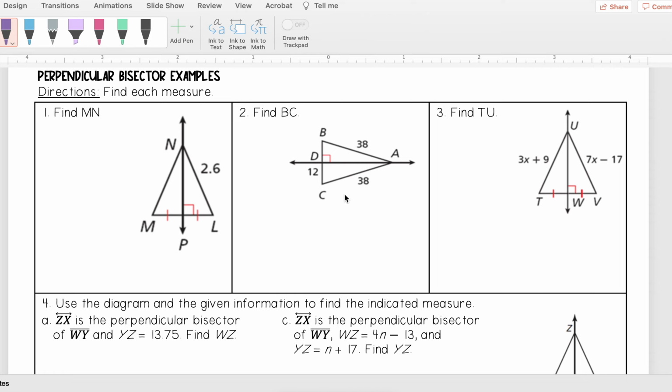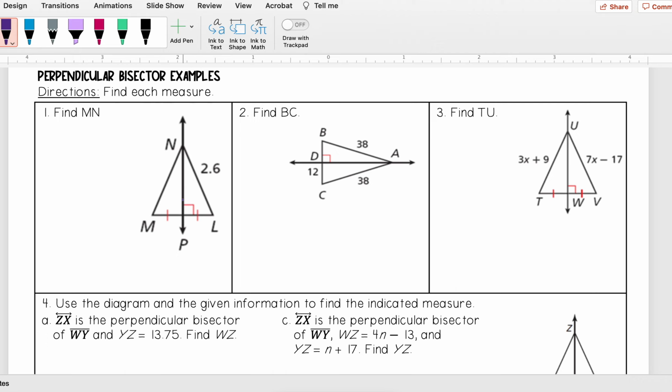So now let's look at some examples of applying these perpendicular bisector theorems. For each of these, we're going to find the measure that it's told for us to find. We first want to find MN in this first problem. Looking at my diagram, I see that this line P is the perpendicular bisector of ML.